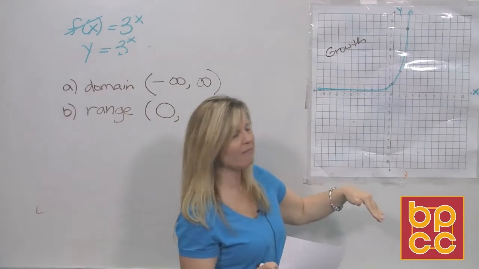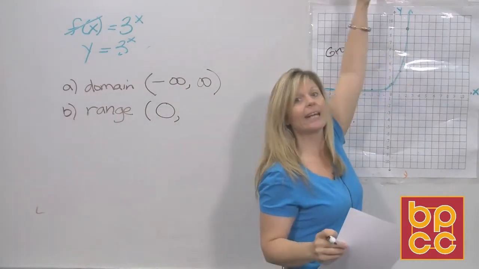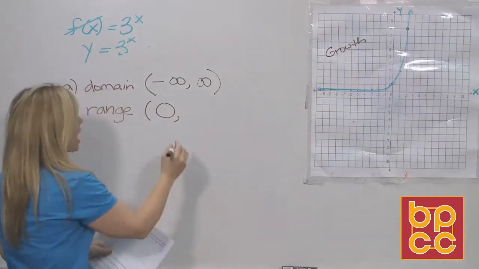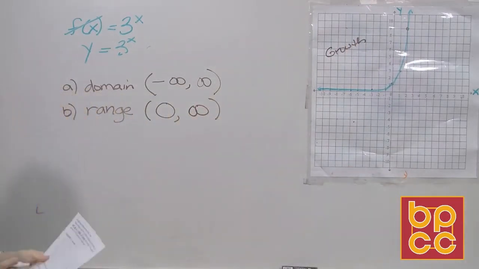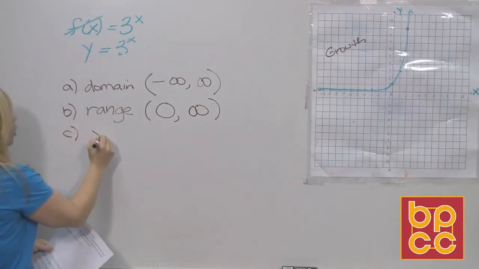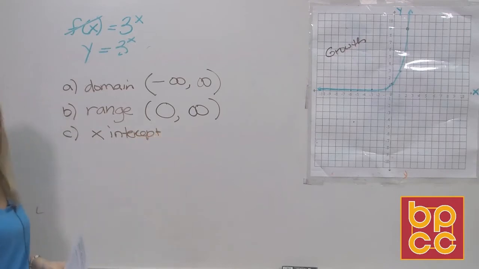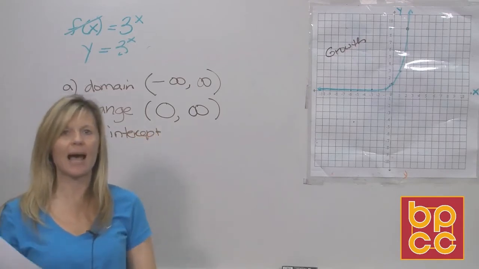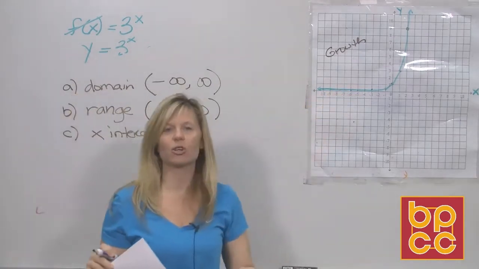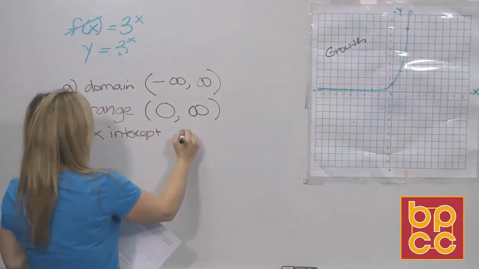Now, how high do the y values go? Well, we got 1, 3, 9. It keeps shooting up. It's going to go as high as it wants, which is positive infinity. Okay? Next question. What is the graph's x-intercept? Well, we've already discussed this word. X-intercept means where you touch the x-axis. Is this exponential curve ever going to touch the x-axis? No way. So we would say there is none.